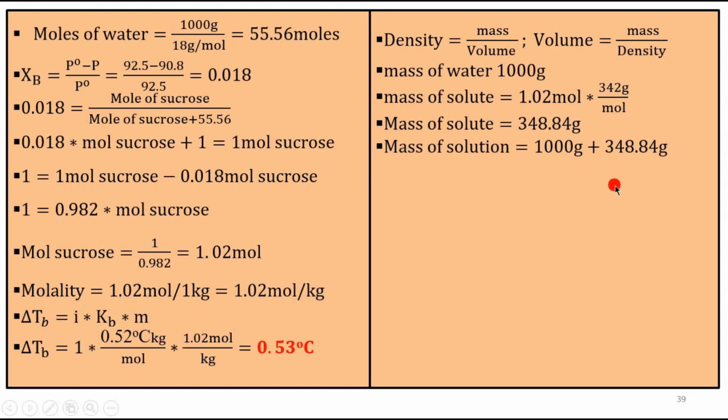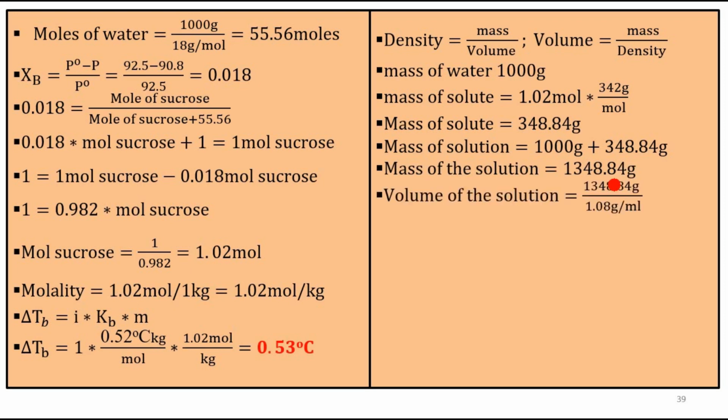After getting the mass of the solution, then we can determine the volume of the solution by taking the mass of the solution dividing with the density. The density of the solution was given. The mass of the solution, we also calculate it by adding the mass of solid plus the mass of solvent.